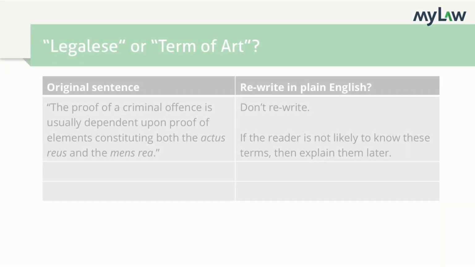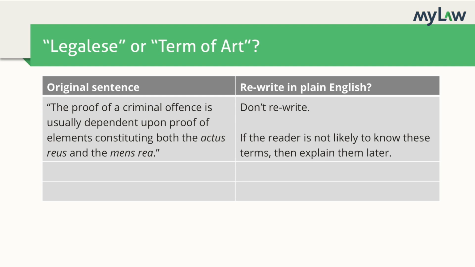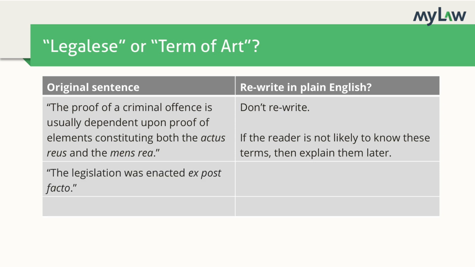Now, of course, when you're drafting, you need to think of who your audience is. If this sentence or the document that it appears in is actually going to be read by a lawyer or someone with some legal knowledge, you could probably leave it as it is. But of course, if it is going to be read by a client or someone who doesn't have the legal knowledge to know what actus reus means, you could leave that sentence as it is, but then you would need to go on to explain what those terms mean. Let's move on to look at the next one.